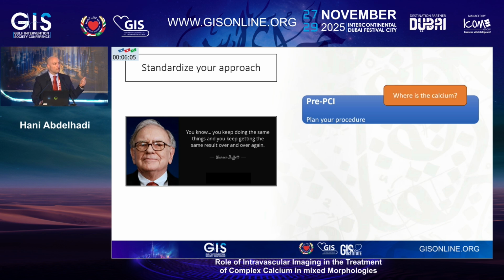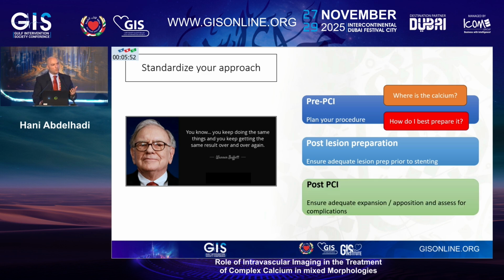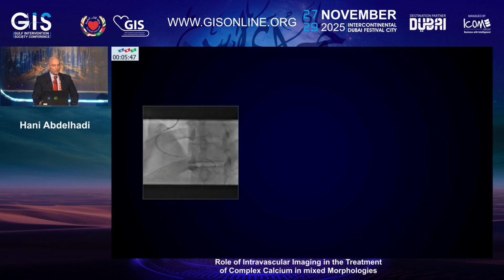Pre-PCI, is there calcium? Where is the calcium? How do I best treat the calcium? During or post-lesion preparation, have I done a good enough job? Can I safely proceed with stenting, or do I need to do more lesion preparation? And then post-PCI, do I need to optimize more? Do I have any complications I have to deal with? So here's a couple of quick cases.